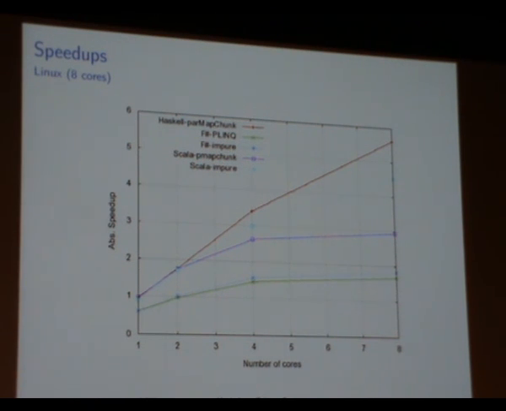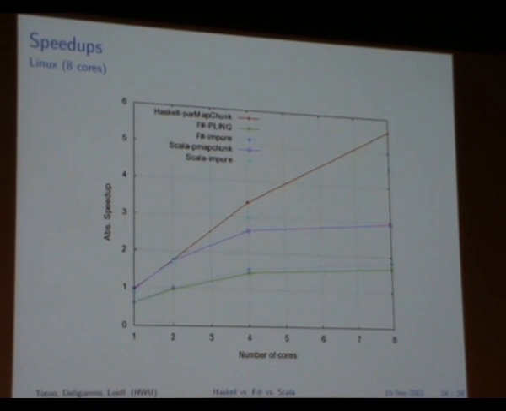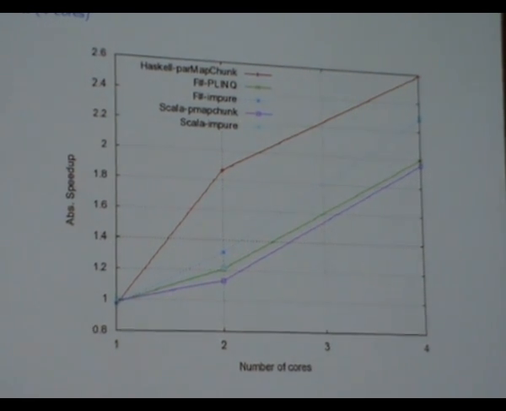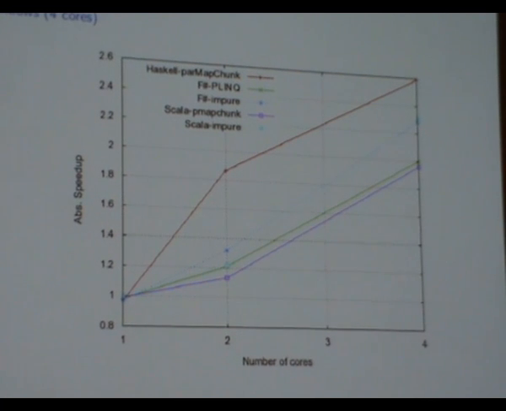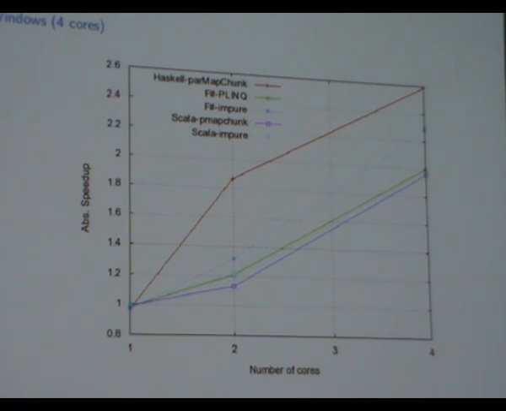And because F# and Scala weren't getting as good performance as Haskell, we tried to selectively use some improved features, like mutable data structures, in an attempt to improve the runtime. So we have an F# improved implementation that uses arrays and Parallel.For, and it gives okay performance. We did the same for Scala in an improved version, but it didn't get that good performance. And on the Windows machine, which is only a 4-core machine, again Haskell scales the best compared to the other languages.